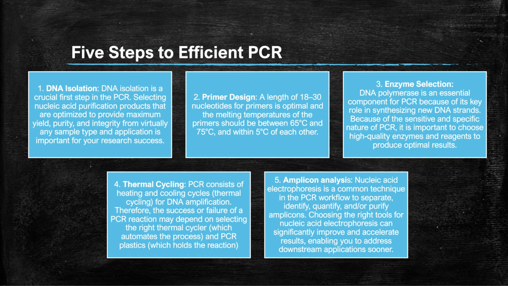First, DNA isolation, as it is one of the crucial first steps in PCR. Selecting the nucleic acid purification products that are optimized to provide maximum yield and purity from a sample is important for a researcher. Then the primer design. There are parameters for it. A length of 18 to 30 nucleotides is optimal. And the melting temperature of the primers should be between 65 and 75 degrees, within 5 degrees of each other.